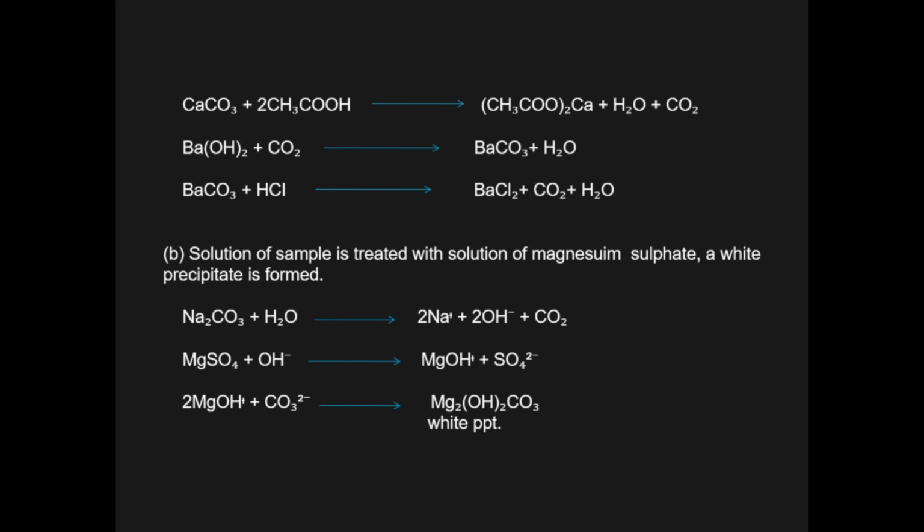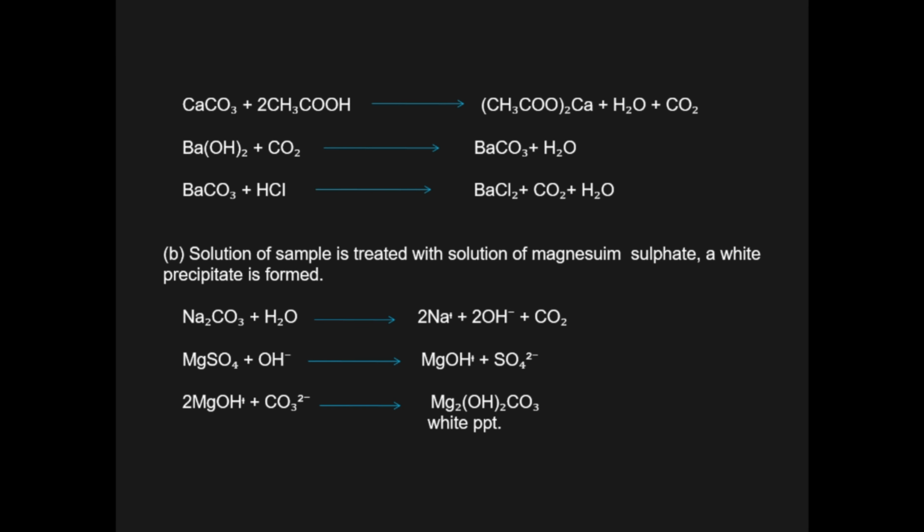This is the reaction. Calcium carbonate is reacted with acetic acid, resulting in formation of calcium diacetate, a water molecule and carbon dioxide. When the barium hydroxide reacts with the carbon dioxide evolved from the above reaction, it results in formation of barium carbonate. And when this barium carbonate is acted upon by hydrochloric acid, it results in formation of barium chloride, with a molecule of carbon dioxide and water obtained as a result.